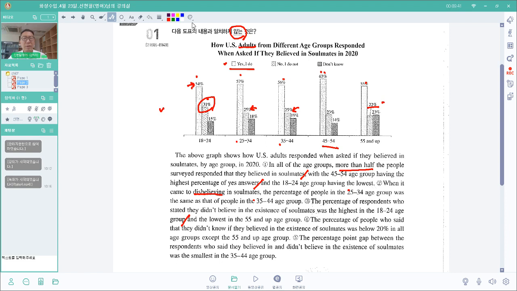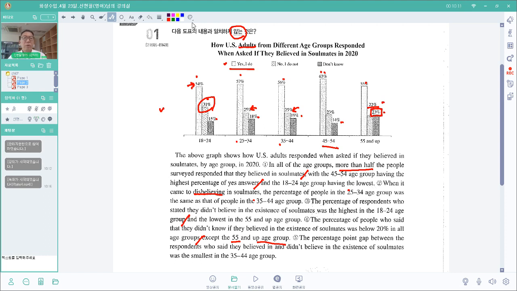And the percentage of people who said that they didn't know if they believe in the existence of soulmate was below 20% in all age groups. So don't know answers, they are all below 20 except the 55 and up age group. So yes, this group is more than 20, but the rest of the groups are less than 20, which is correct.